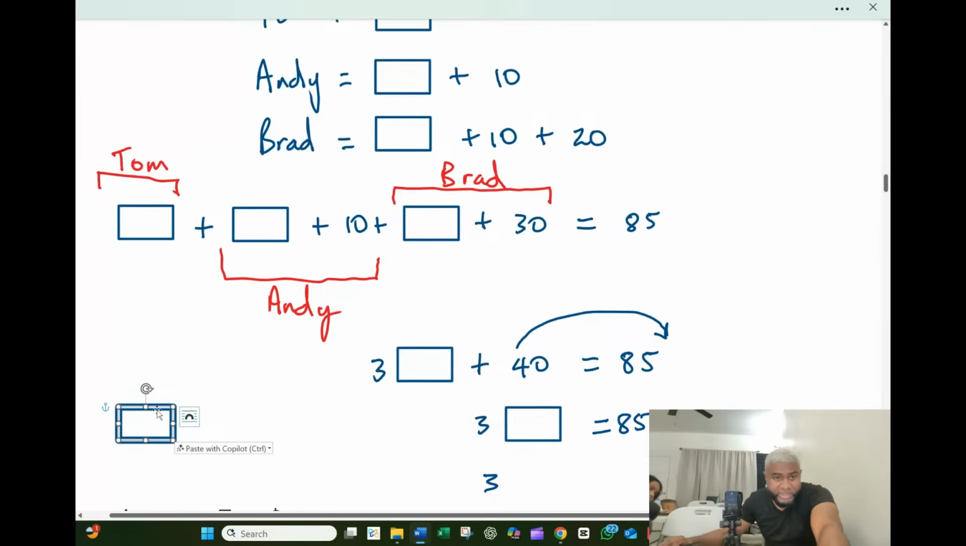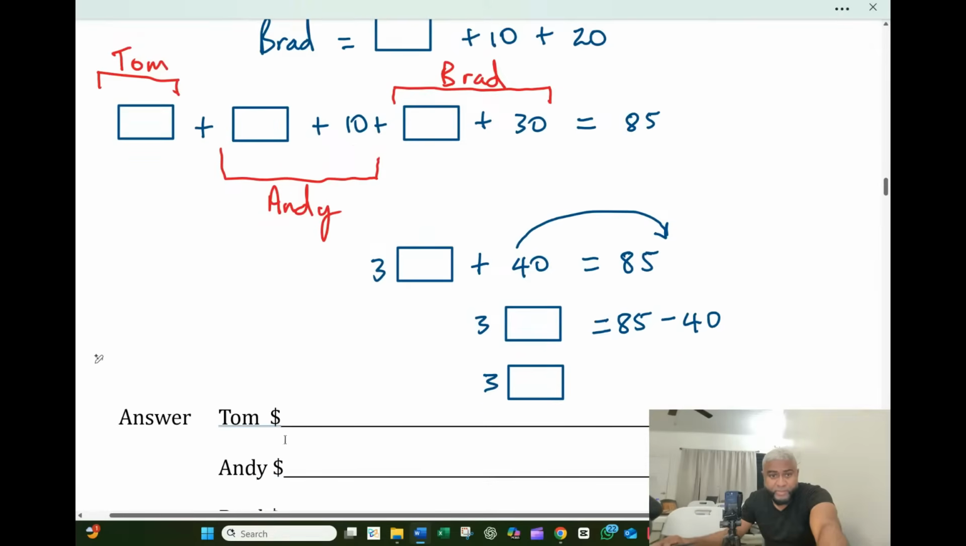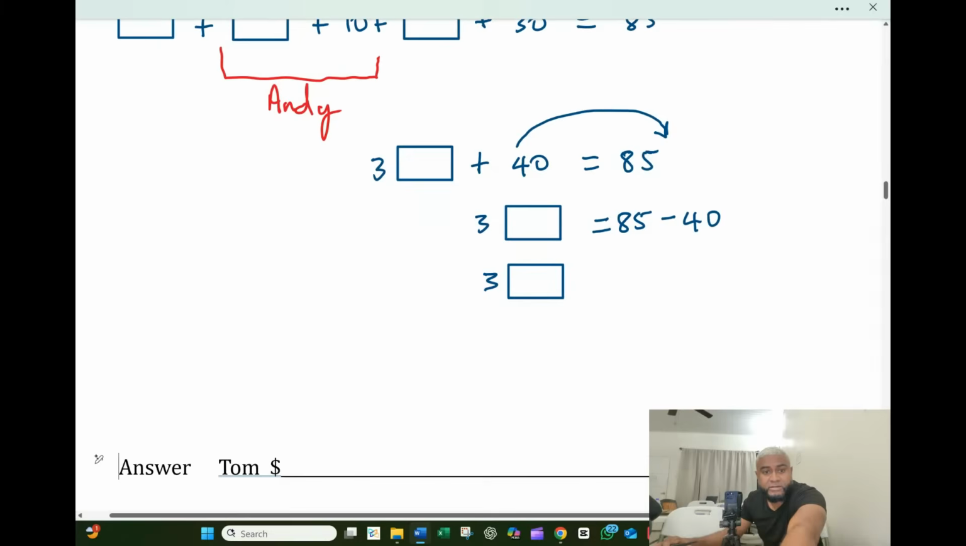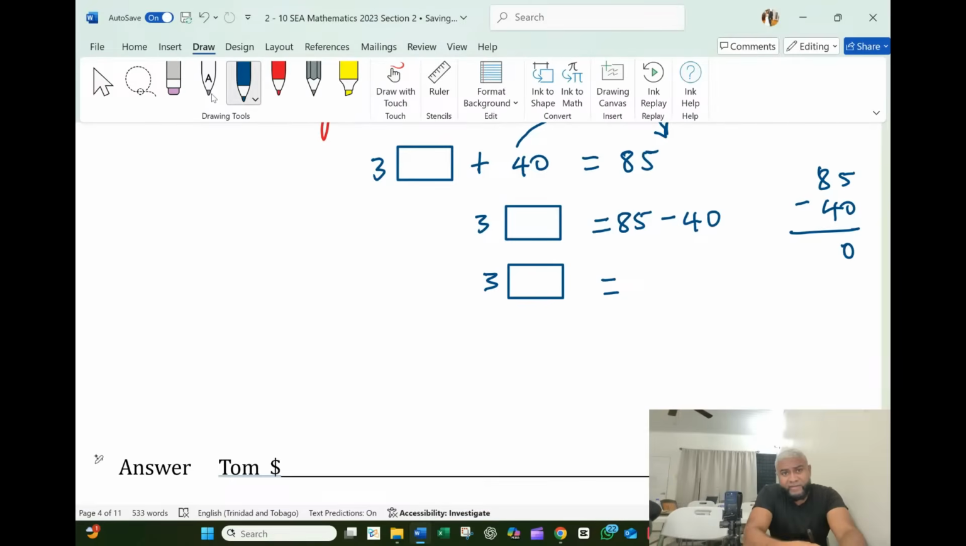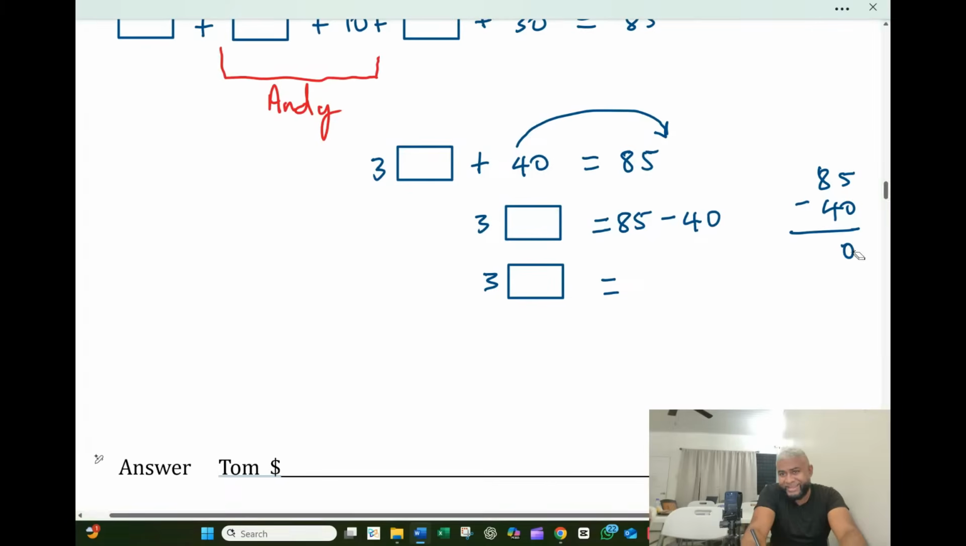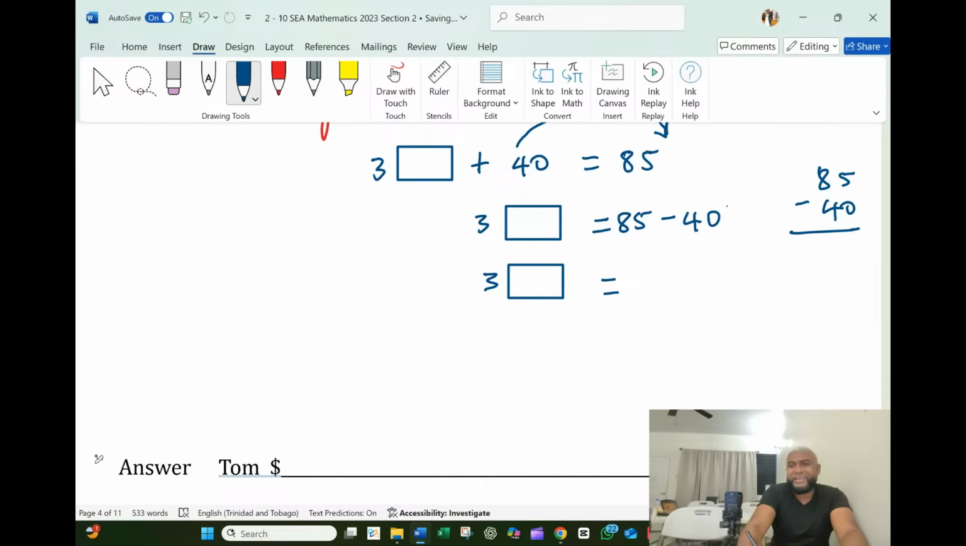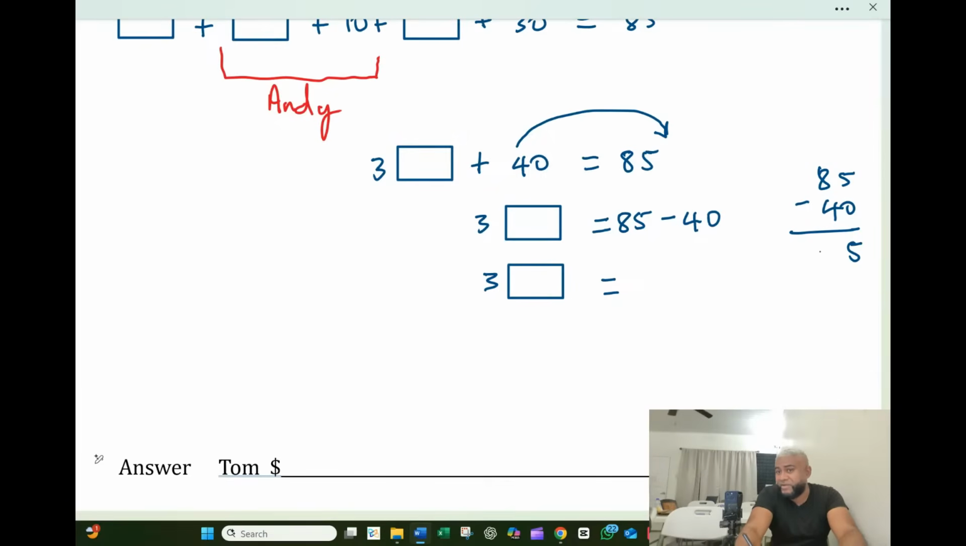Then I'm going to put back the 3 box, right? Let me put back the box here. So 3 box would be equal to 85 minus 40. 85 minus 40. Oh, you can just run this just so. 5 minus 0 is 5. And then 8 minus 4 will give me 4. This will be 45, right?